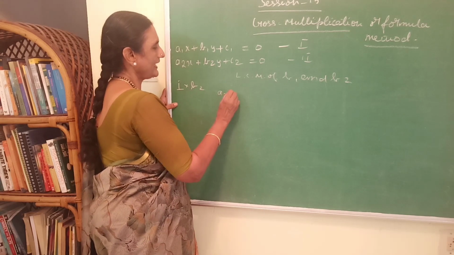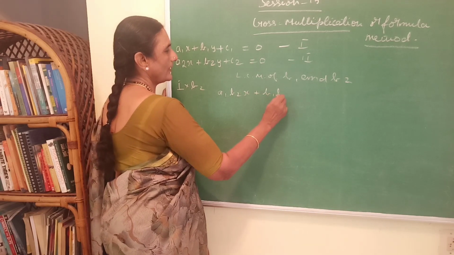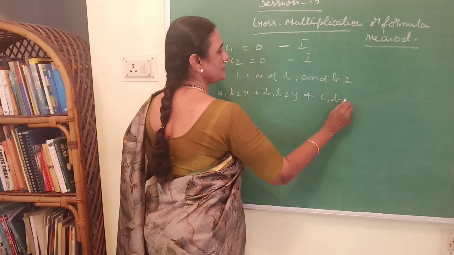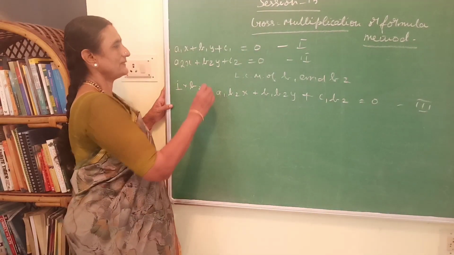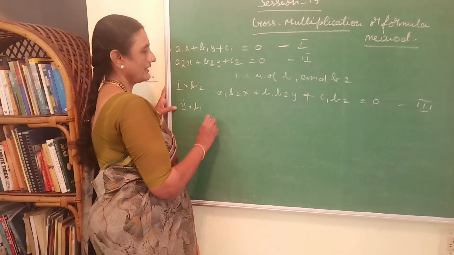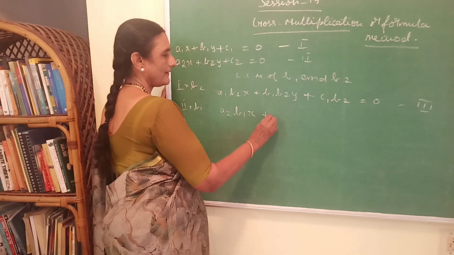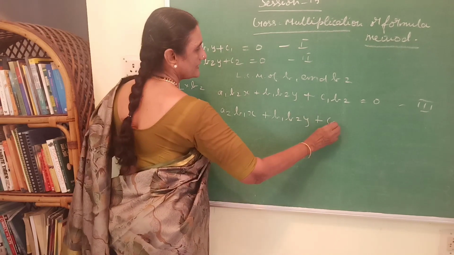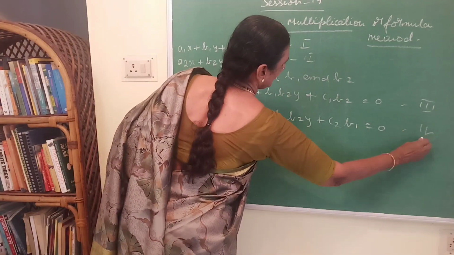I will get a1 b2x plus b1 b2y plus c1 b2 equal to 0. This is the third equation, say. Similarly, the second equation I am multiplying by b1. So if I multiply by b1, I will get a2 b1x plus b1 b2y plus c2 b1 equal to 0, the fourth equation.